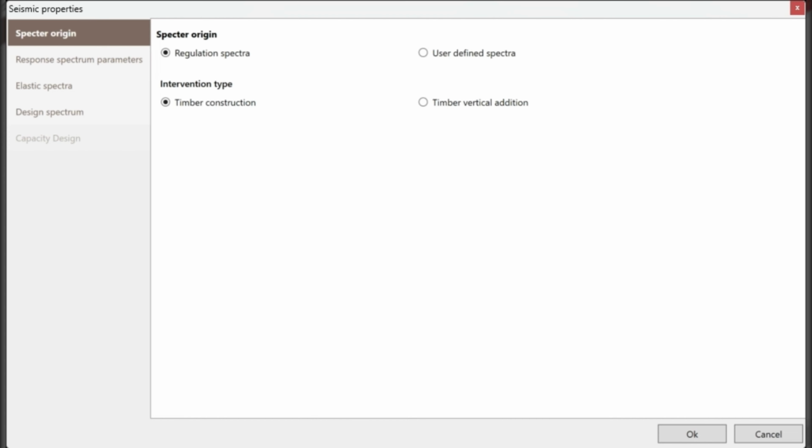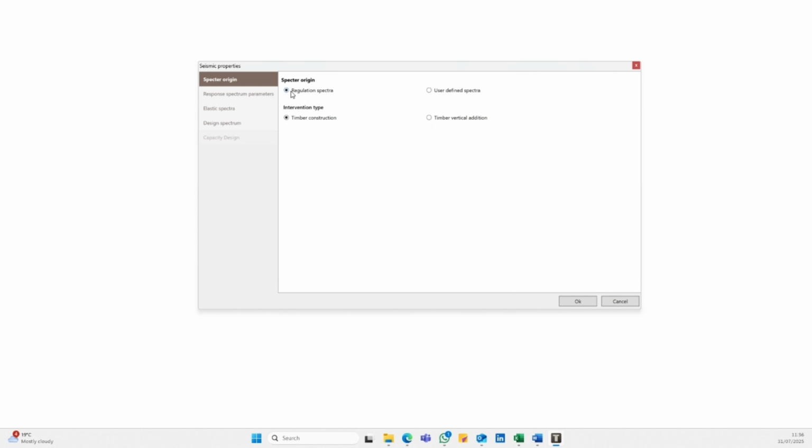When designing TimberTech buildings for seismic performance, we need to choose the origin of the response spectrum. This can either be a regulation spectrum, which follows building codes and seismic rules for the area, or a user-defined spectrum, tailored by the designer to match specific site conditions or project needs.